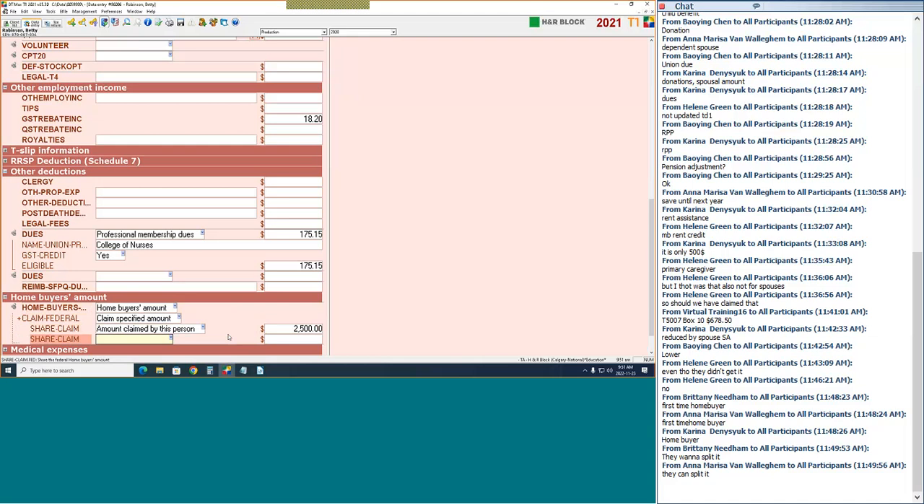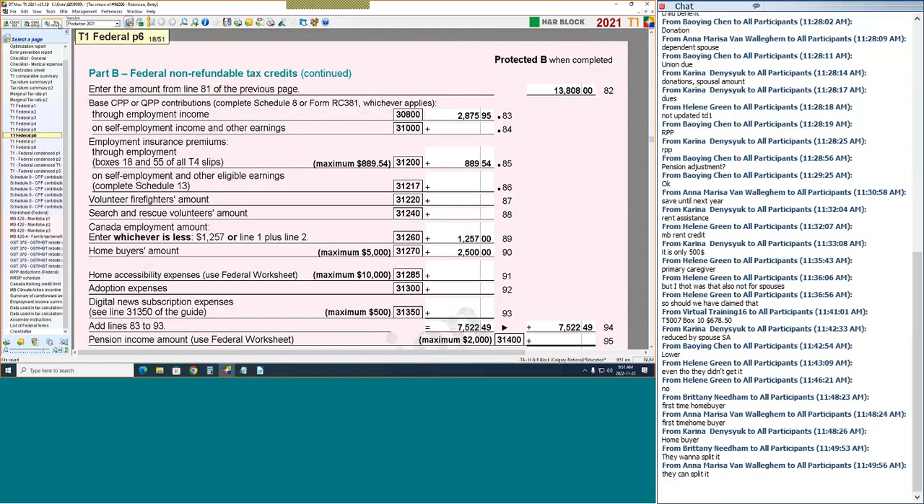You can decide how much it's going to be. You don't have to split it 50-50. You can split it any way you want to split it. If I limit it there, it's going to limit it on her tax return. Okay, but again, I cannot stress enough, if you put home buyer amount in, the computer will give it to them. So before you do that, you want to make sure that A, they are entitled to it, and B, you can justify the claim.